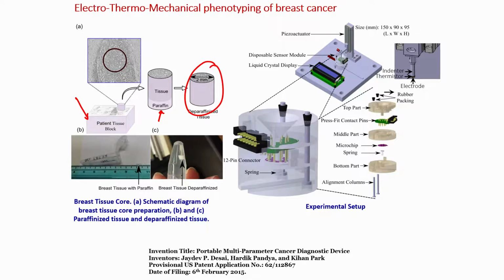You can see here the paraffinized tissue versus the deparaffinized tissue, all right. Now, this tissue you have to place in this particular conical or cone shape holder, and if you see here, the chip, or a microchip or biochip, is placed inside this particular 3D printed case holder, all right.